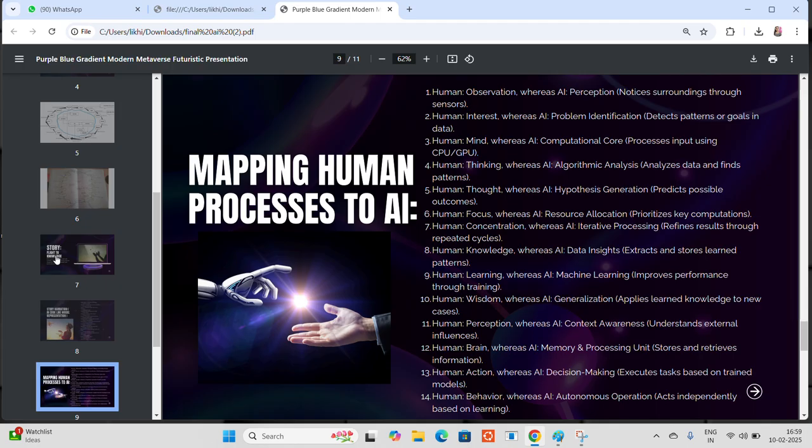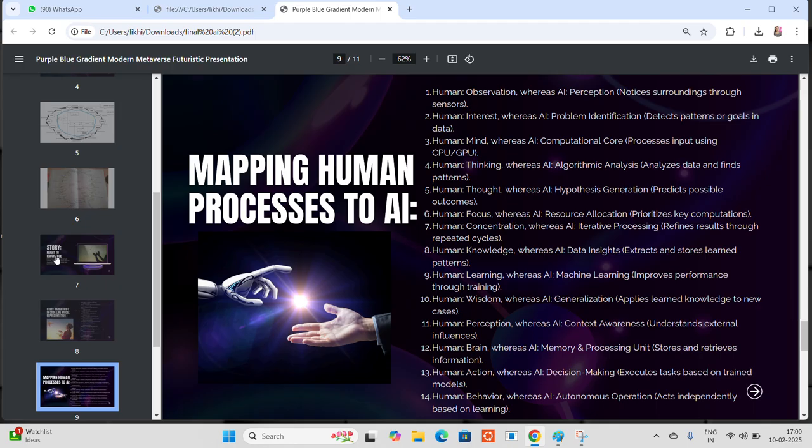Okay. Next, coming to mind. Humans use the mind and AI uses a computational core, meaning AI is a processing unit. Here, the human mind will process. AI will process in a processing unit like a CPU to analyze the data. Humans will think, but AI will do algorithmic analysis. Means AI uses algorithms to analyze data, identify patterns, and draw conclusions.